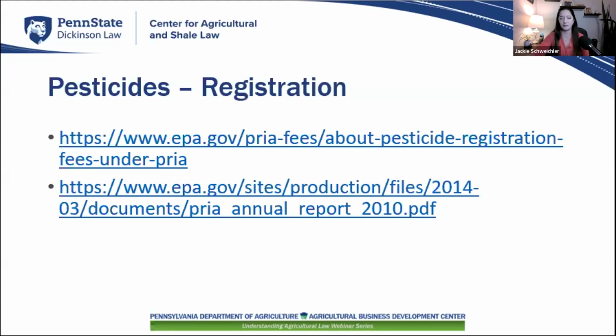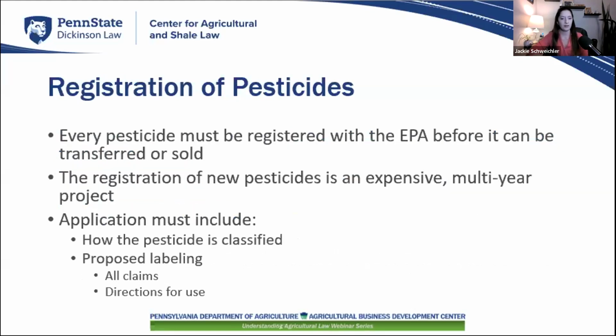If you want to know more about pesticide registration, I have a couple links on the slide that will lead you to more info. So each applicant for registration of a new pesticide has to provide a complete copy of the proposed labeling for the pesticide that includes all claims made for it and the directions for its use. And of course, the application has to state how the pesticide is classified.